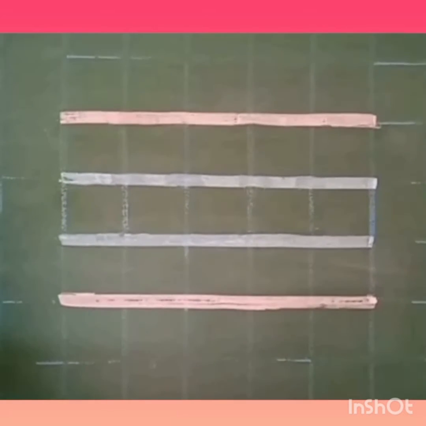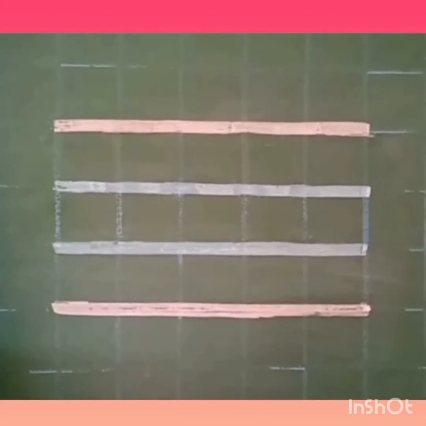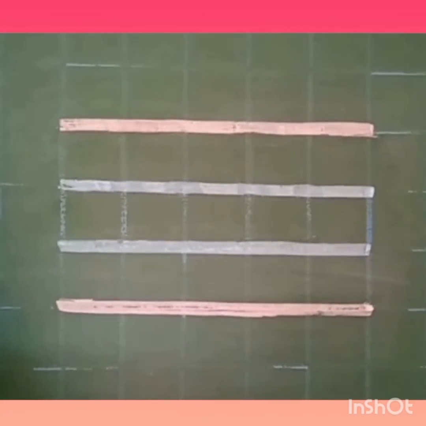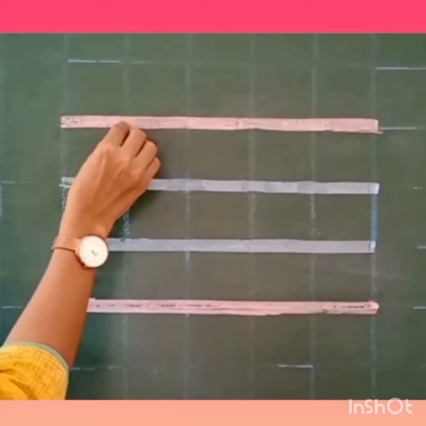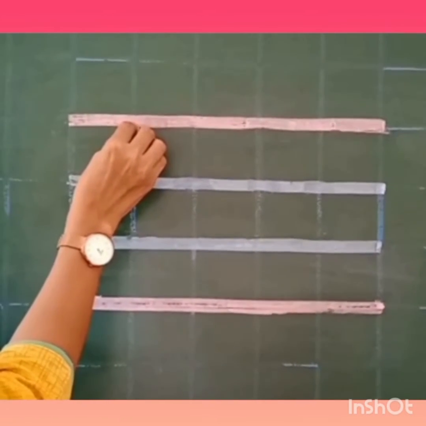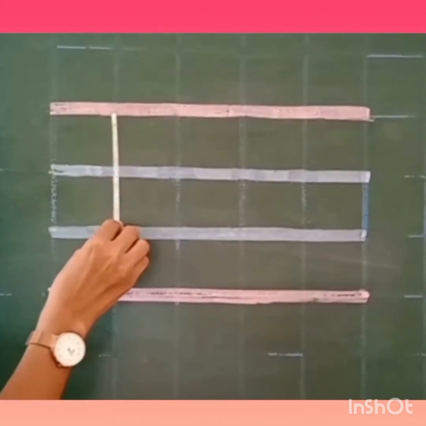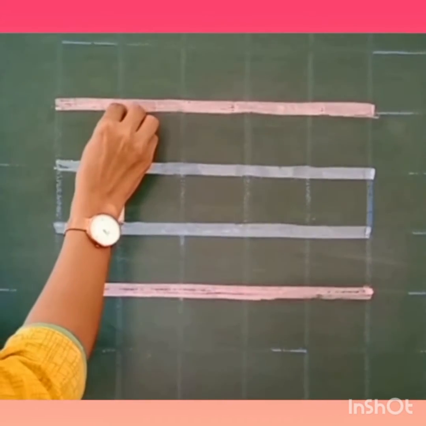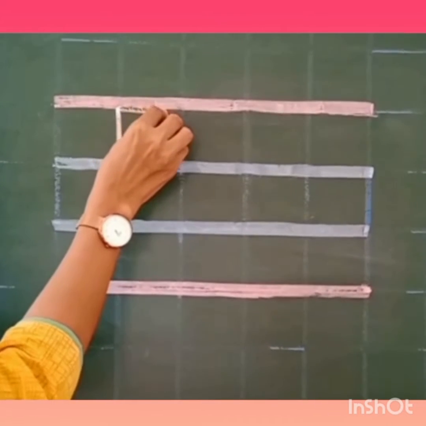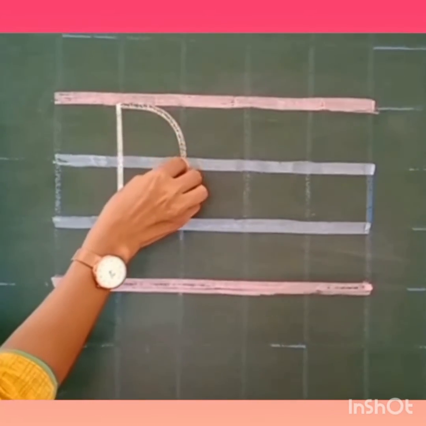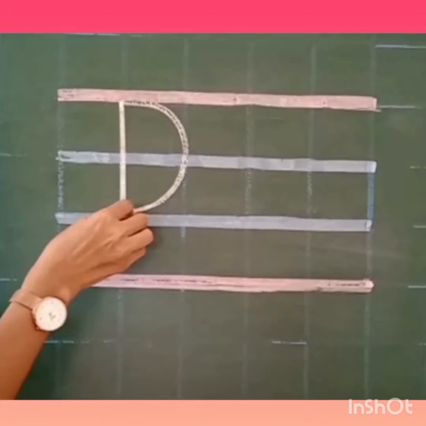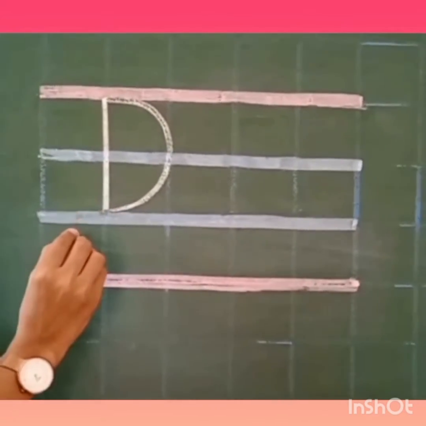Now children, let's learn how to write capital letter D in red and blue lines. Standing line from first red line to second blue line. Then opposite C curve from first red line to second blue line. Capital letter D.